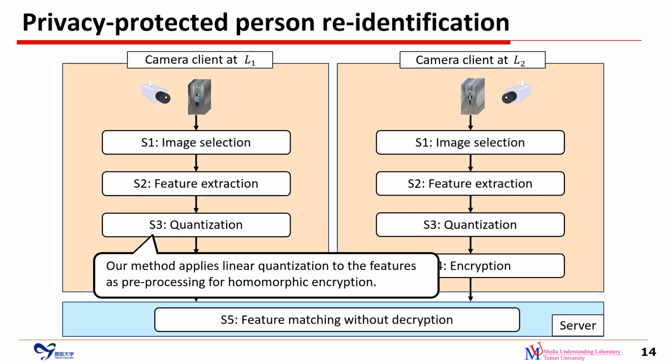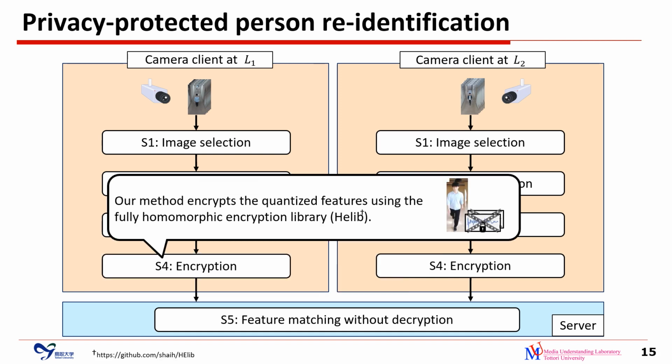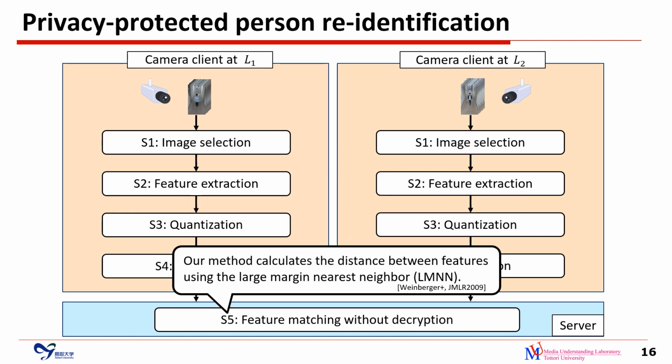In step 3, our method applies linear quantization to the features as pre-processing for homomorphic encryption. In step 4, our method encrypts the quantized features using a free homomorphic encryption library. In step 5, our method calculates the distance between features using the large margin nearest neighbor.